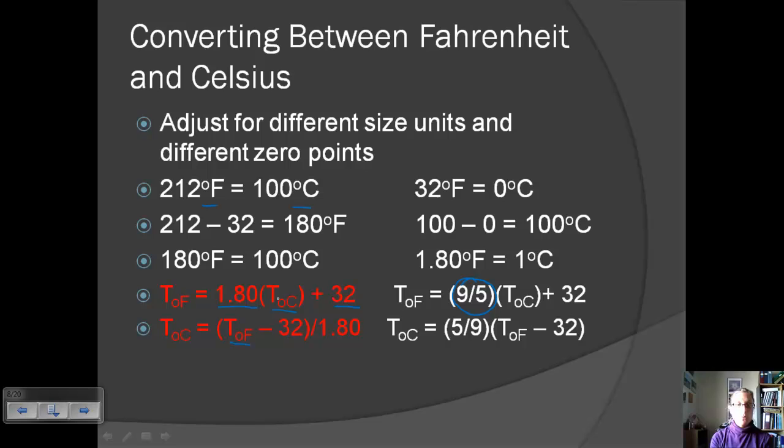Fahrenheit minus 32, that entire quantity divided by 1.8. One easy calculator error is not to do this part first and just to put it all into your calculator without parentheses. So really make sure that you take your Fahrenheit minus 32 and divide the entire quantity by 1.8. Or multiply it by 5/9 depending on which equation you prefer. I will give you the equations on a test or quiz. You're going to need to know how to use them.